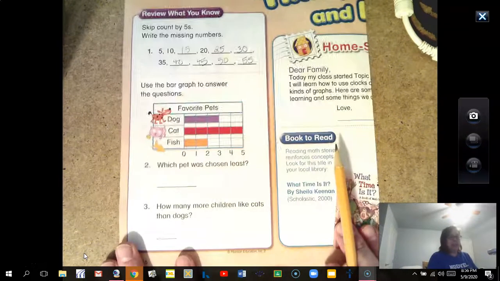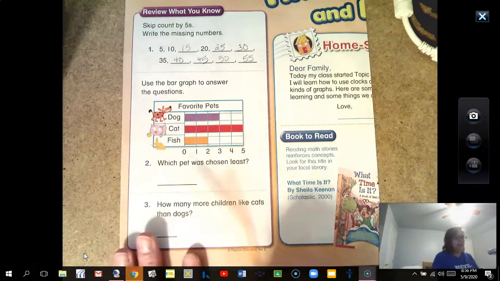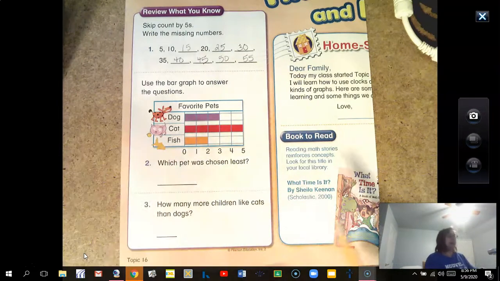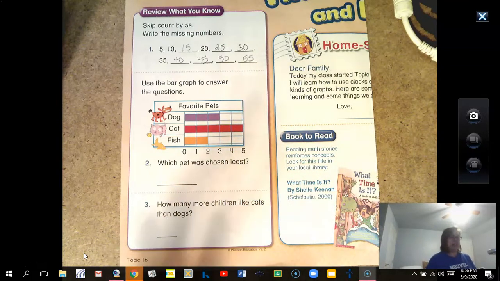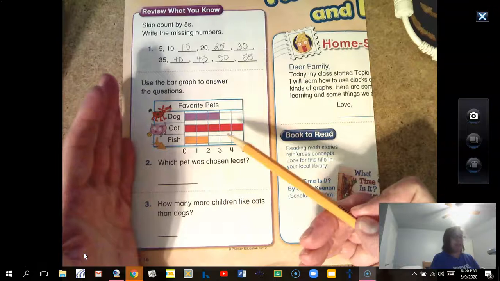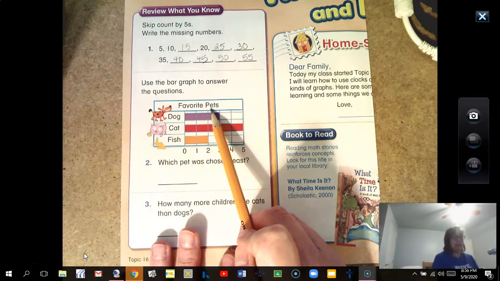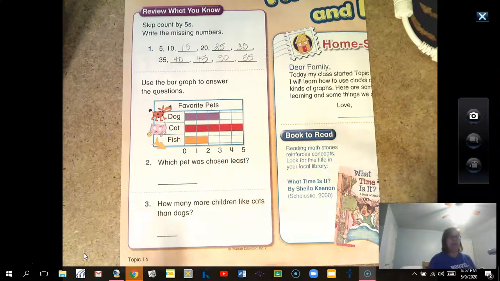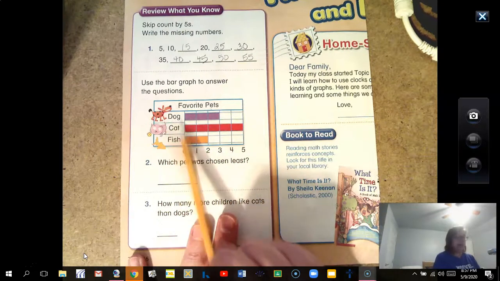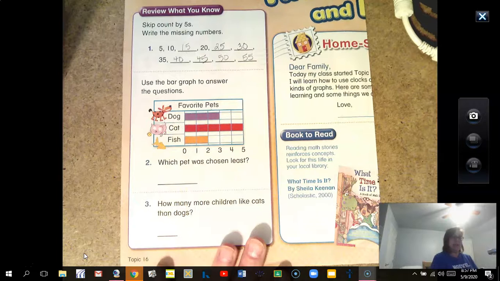You're going to do a lot of this during this lesson. You're going to be looking at these graphs, whether it's a bar graph, a pictograph, a line graph, whatever kind of graph it is, and you're going to be able to answer questions based on it. Just like the other one, I'm going to look carefully at all the information there. I look at the heading, favorite pets. So this bar graph is about favorite pets that children may have. And our choices are dog, cat, and fish.